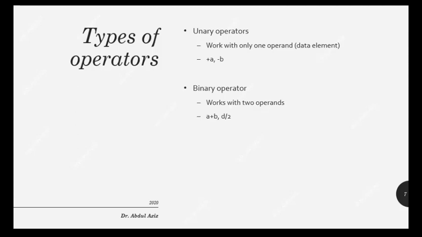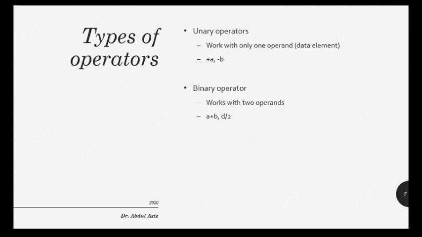Two types of operators are available. Either we have unary operators or we have binary operators. Unary operators are the operators which work with only one operand, which means one data type. And the binary operators, as the name suggests, work with two operands, which means two data types.